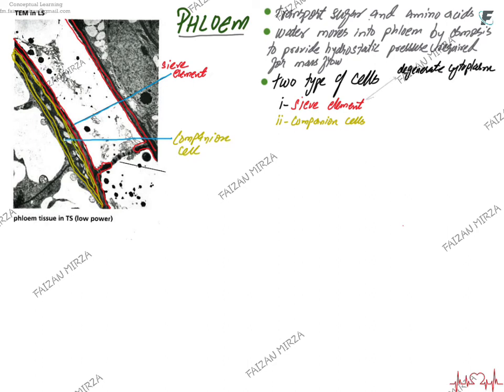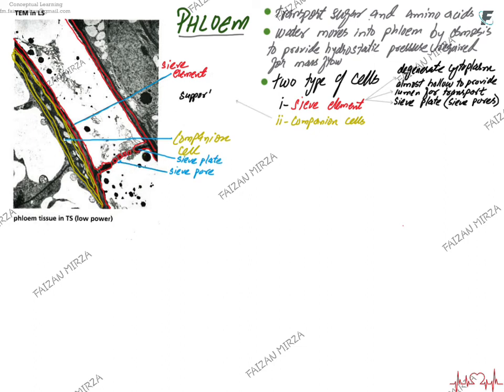The sieve element cells have degenerate cytoplasm, which means the cytoplasm will be present only on the outer edges, on the periphery of the cell. The central region of the cell will not have much cytoplasm, it is almost hollow to provide lumen for the transport, and sieve plates and sieve pores are present. You can see the sieve plate and sieve pores here. These sieve pores were initially all plasmodesmata. These are also called the cross walls.